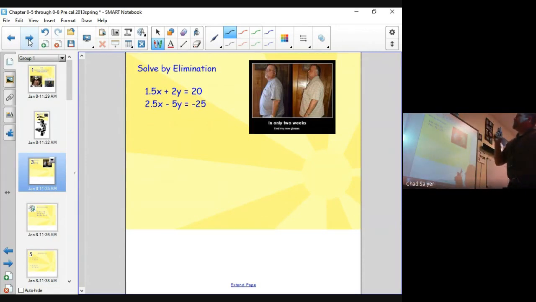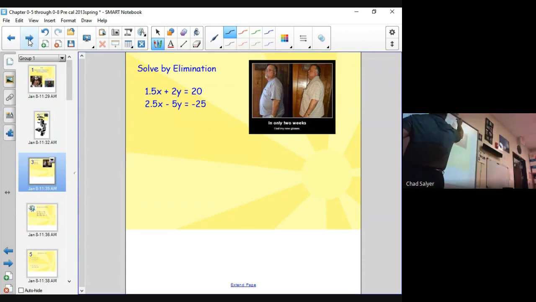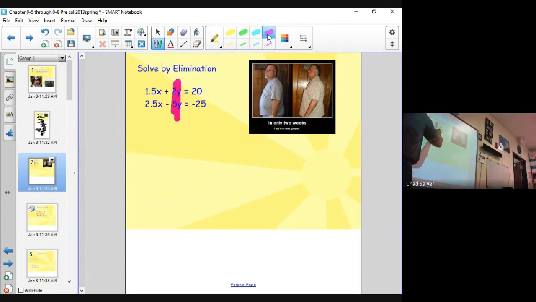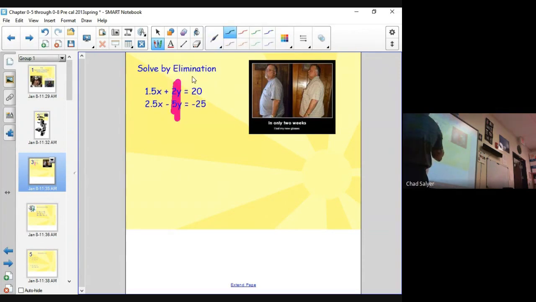So elimination is a little different. We want to force the coefficients to match. And there's a couple different ways we can do that, but the easiest way is to pick a variable, and I'm going to pick the y variable here. So I want to make the y's match. And what I'm going to do in order to make that happen is to multiply each by the other's coefficient. So I'm going to multiply the first equation entirely by 5.